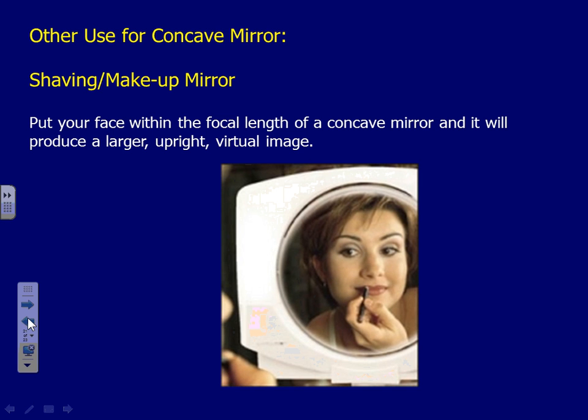Remember, when we have an object that's inside the focal point, it results in a larger upright image, and that's what we need if we want to use it as a shaving mirror. So this would be an absolutely crazy huge shaving mirror, but it would still fulfill the requirements. You need to put your face within the focal length. All right, so there's our uses of concave.